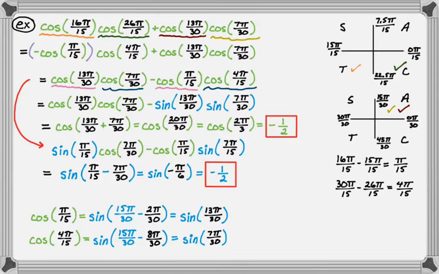It all comes down to writing everything in terms of reference angles, choosing your sum or difference formula that you want to work with, and then converting using cofunction identities.